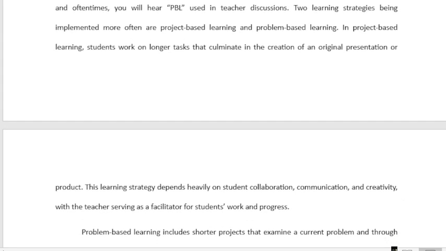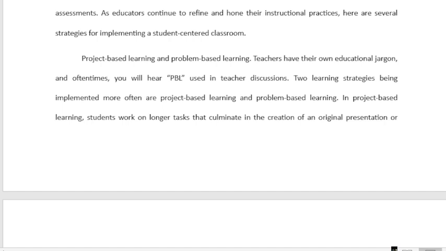Okay, so project-based learning and problem-based learning. Teachers have their own educational jargon, and oftentimes you will hear PBL used in teacher discussion. So, two learning strategies being implemented more often are project-based learning and problem-based learning.